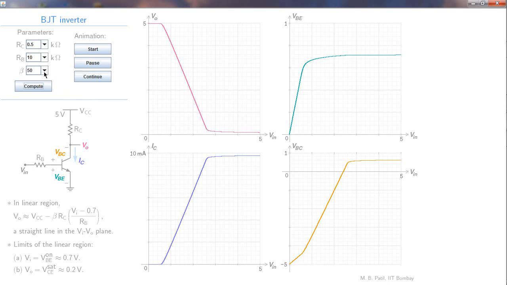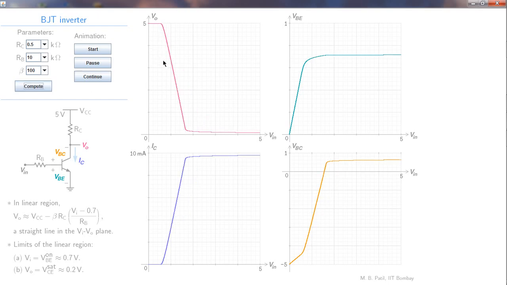What about beta? Suppose we change beta from 50 to 100. Let's look at this equation once again. So the slope goes directly as beta. So if beta has increased, the slope will increase. So therefore, this region will now become more steep. And let's check that out. It has become more steep, and there is a corresponding change in all of these other plots as well.